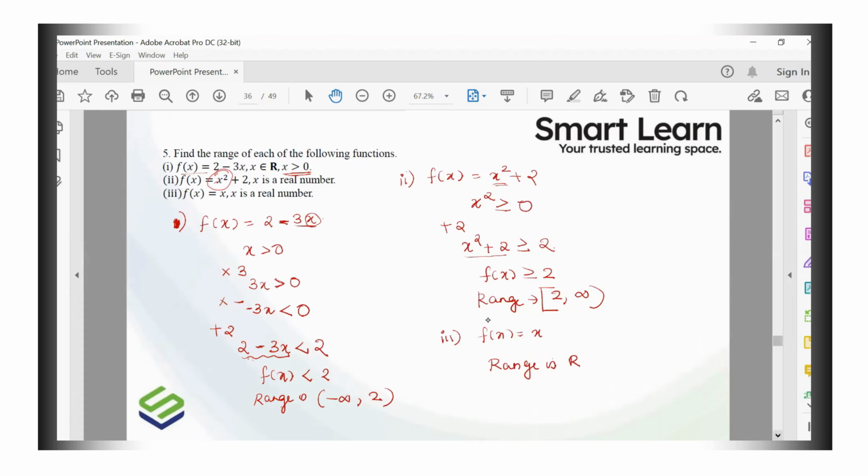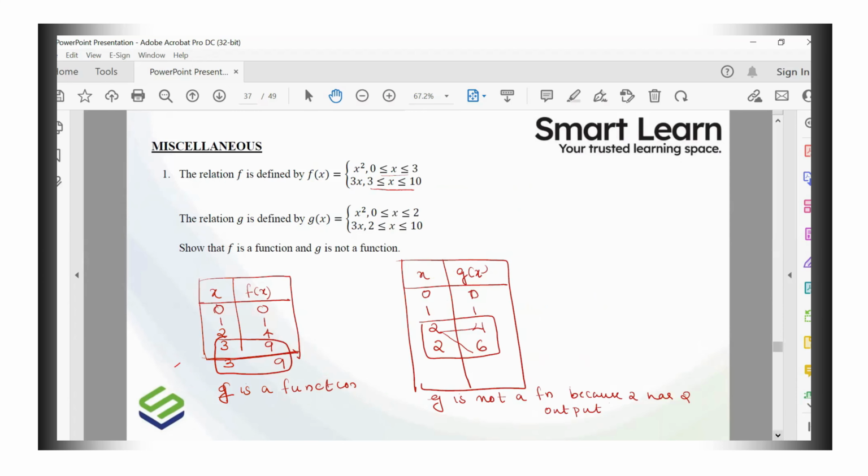Here, the closed bracket 2. f of x is equal to x. That is, the range is equal to what, children? R only. It means every number, that is an identity function. Okay, next is the miscellaneous.